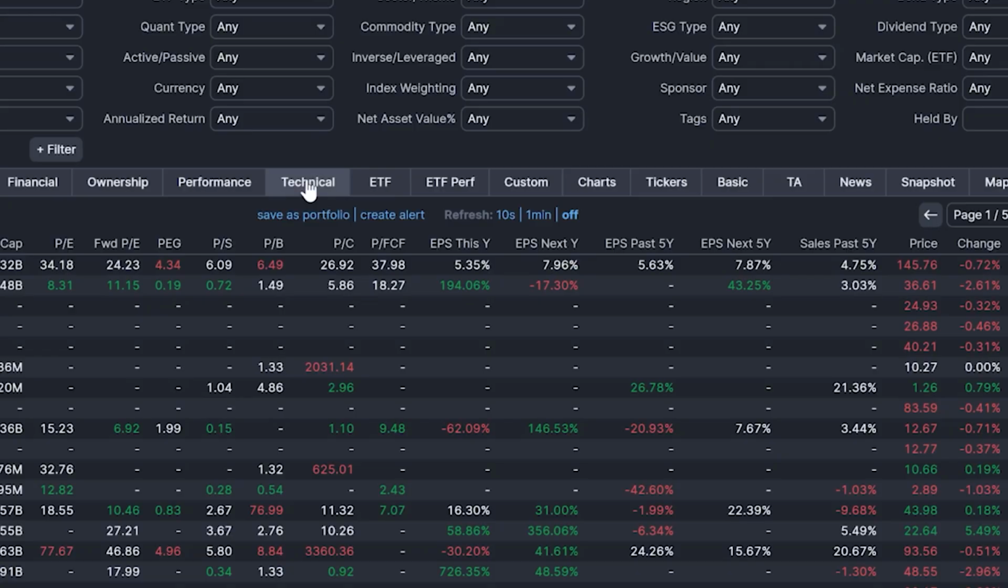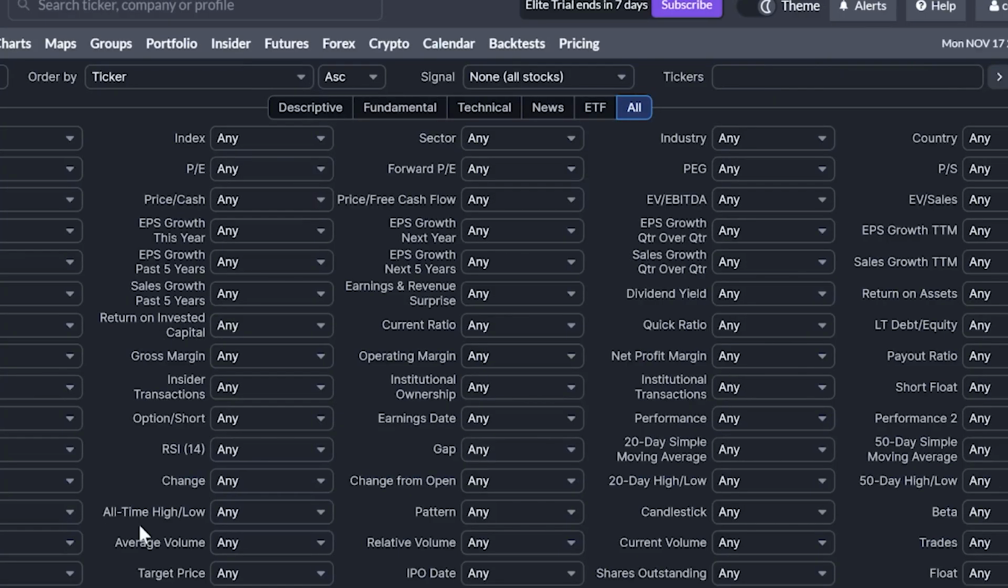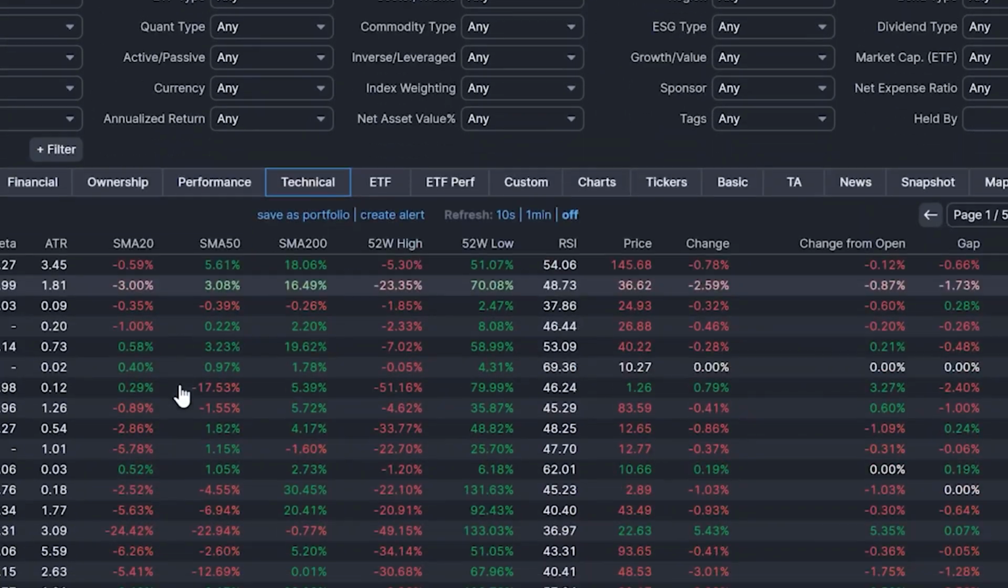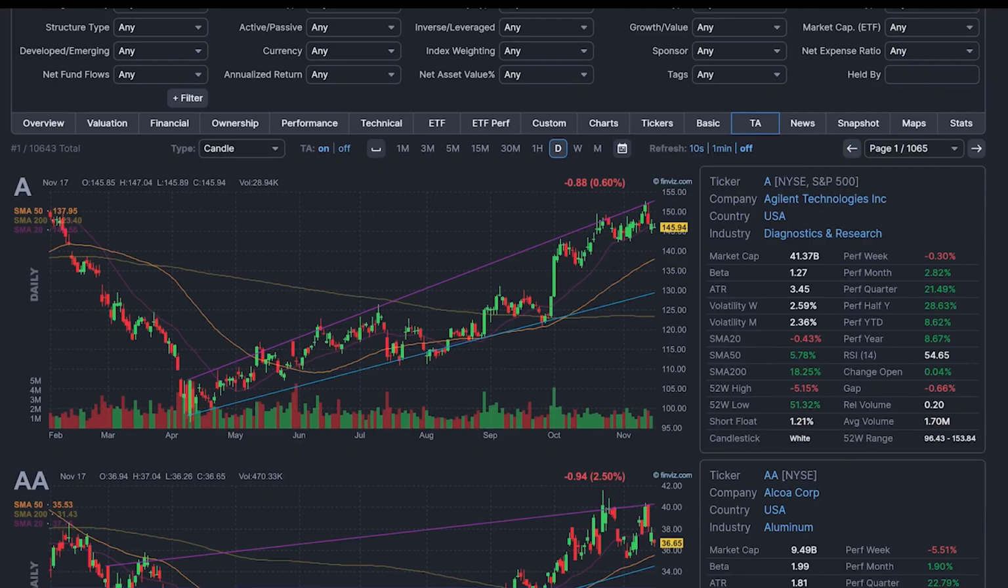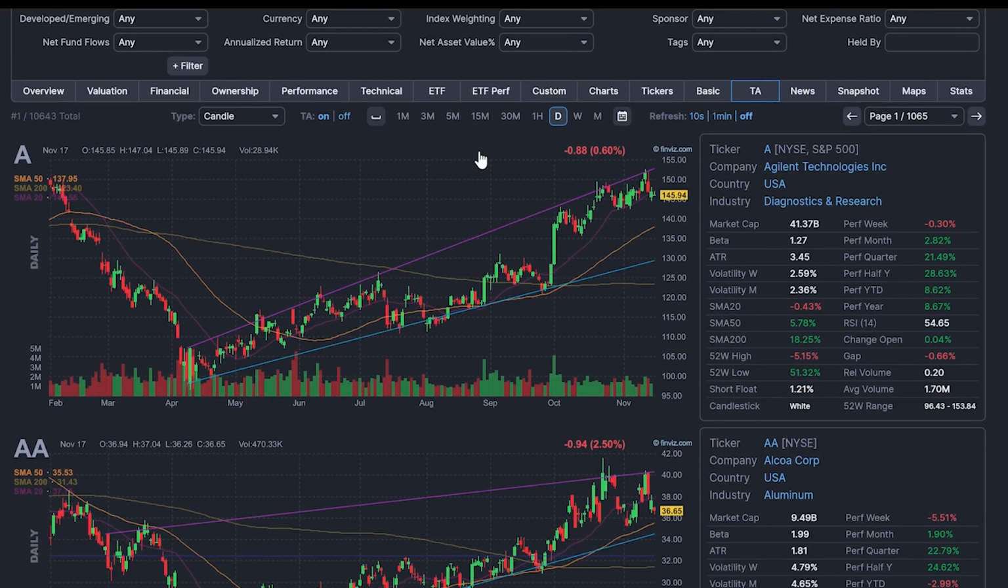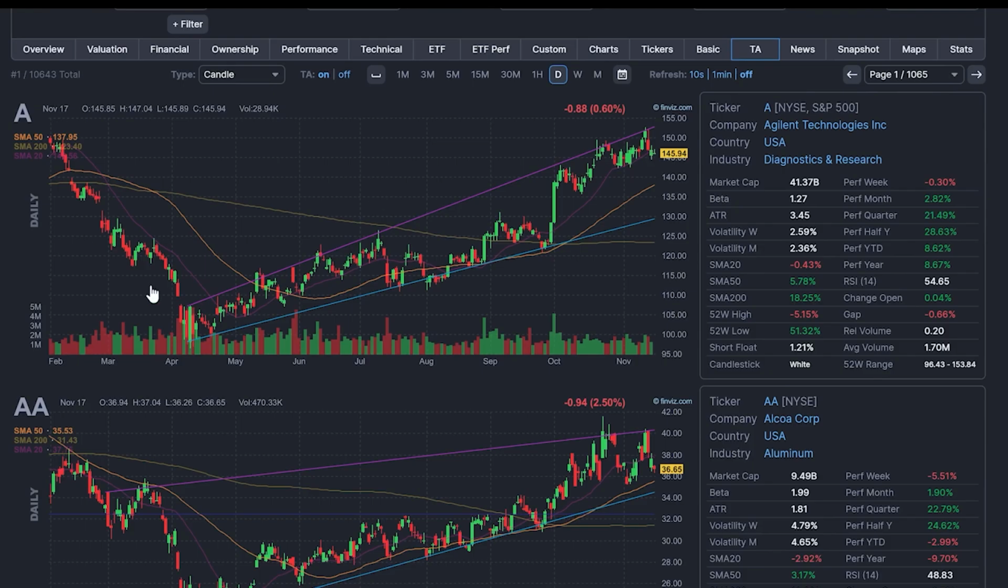information. The same if I'm interested in technical opportunities and entry points. I can look at a list of moving averages, highs and lows, relative strength index, and change from open. So really nice way to do that again. And also, there's this technical analysis view here. So this allows you to look at each ticker in your filter results as miniature charts with a technical analysis already conducted on those charts.